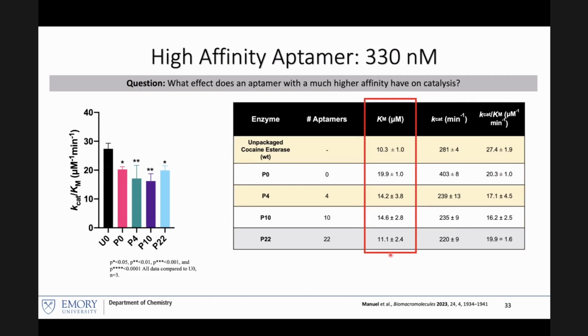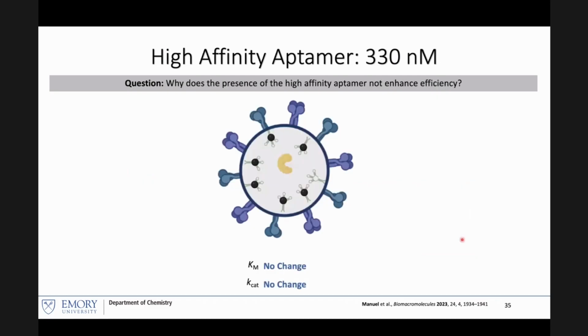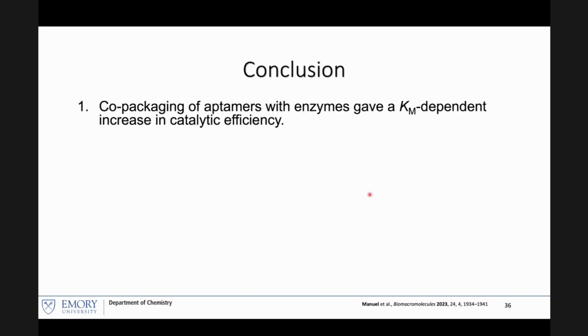Okay, and as you can see, we get no significant change to our Km here either, and our Kcat stays relatively the same. And so again, we hypothesize that that higher affinity just simply outcompetes our enzyme for the substrate. Okay. And so we got no change to Km, no change to Kcat, and it's just simply that we believe that the aptamer is hogging the cocaine there.